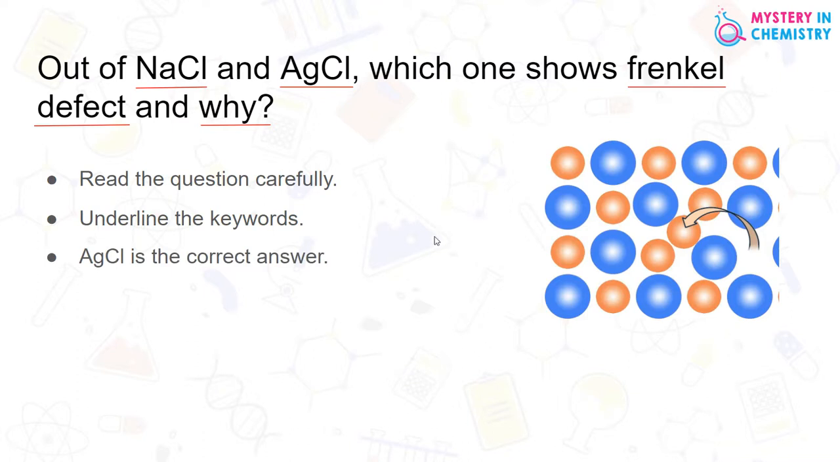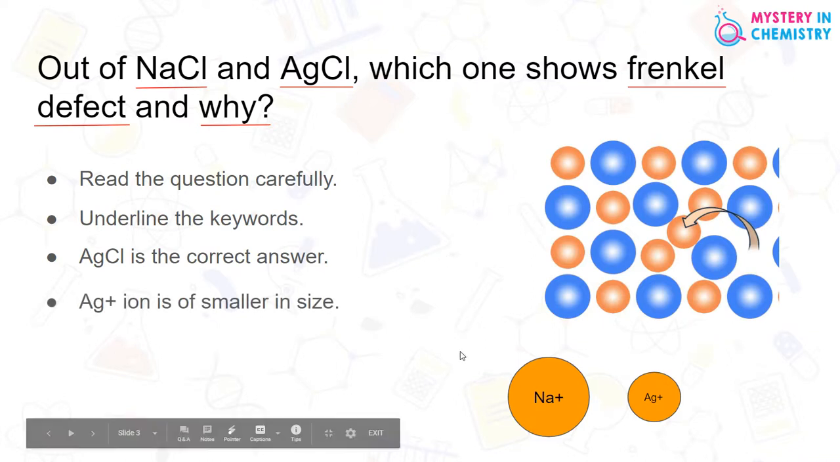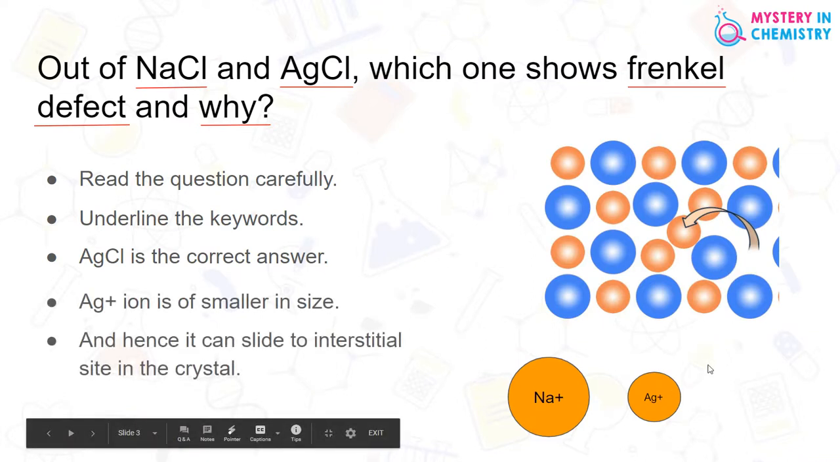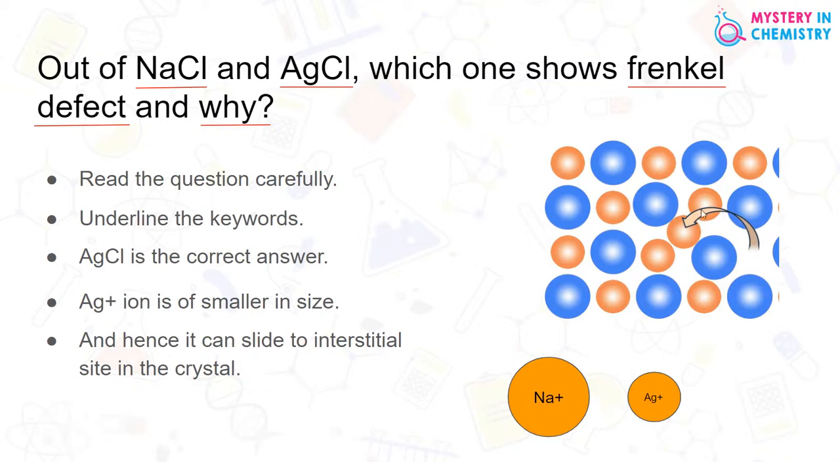Now focus on the second part of the question, that is, why. It is because the Ag+ ion is smaller in size as compared to the Na+ ion. So when the Ag+ ion is smaller, only then can the cation very easily slide into the interstitial site, and the defect will be Frenkel defect in the crystal.